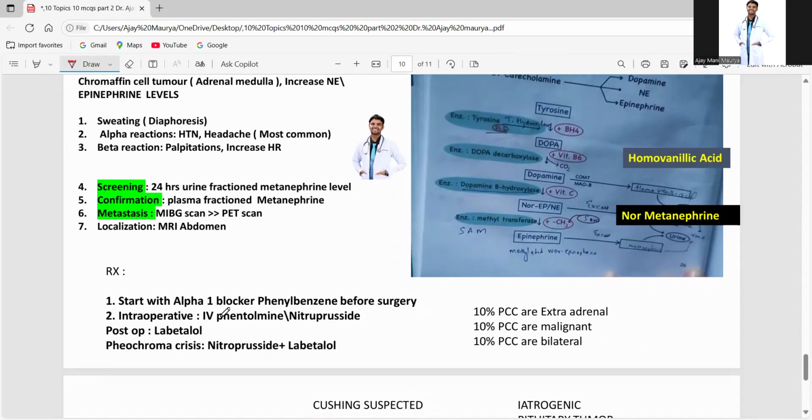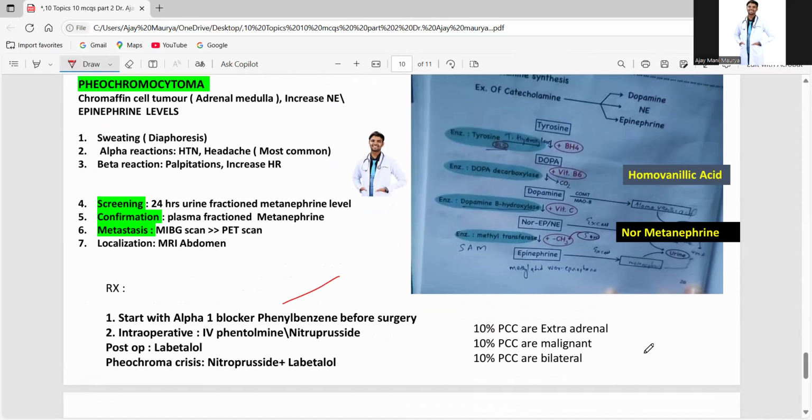Treatment always starts with an alpha-1 blocker such as phenoxybenzamine before surgery. For intraoperative, you have to give IV fentanyl. Post-operative, you have to give labetalol. For pheochromocytoma crisis, you have to give nitroprusside.